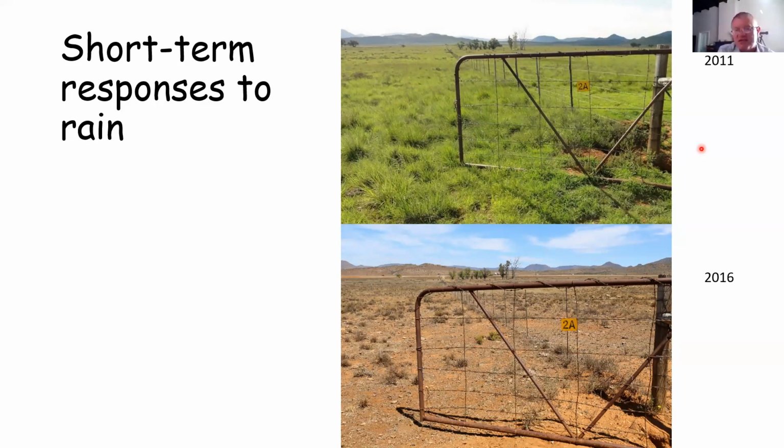On the top right-hand side, we can see what the veld looked like during the early 2010s, which was a wet period, what it looked like in 2016 after a relatively severe, if short-term.